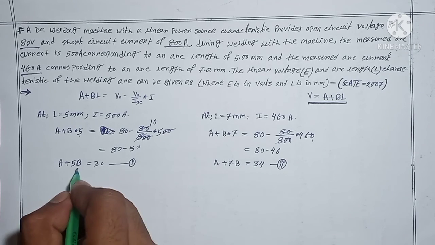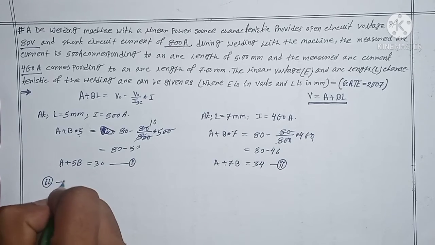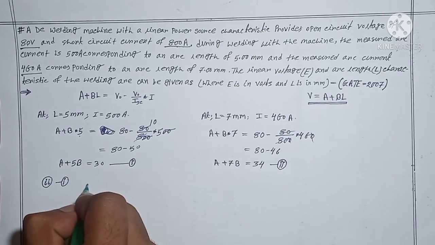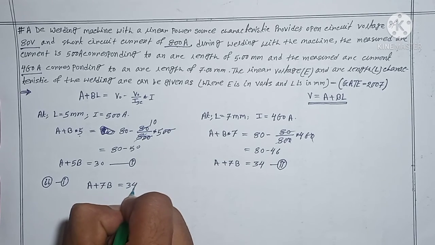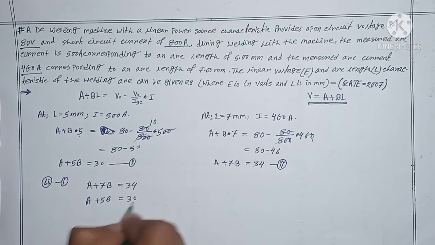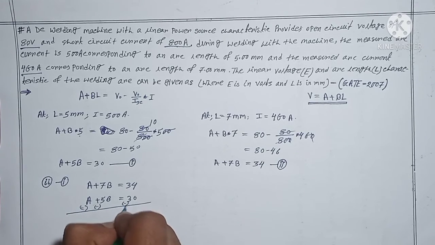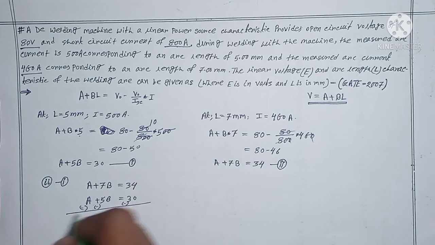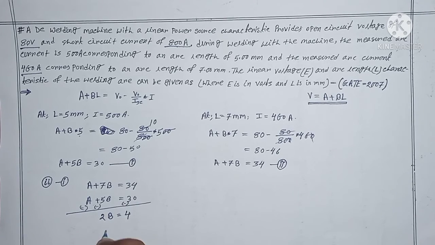So to find the value of A and B, let's subtract equation 1 from equation 2. A plus 7B is equal to 34. Here A plus 5B is equal to 30. If you subtract, then this plus A and minus A get cancelled out. 7B minus 5B is 2B, and 34 minus 30 is 4. So we are getting B is equal to 2.